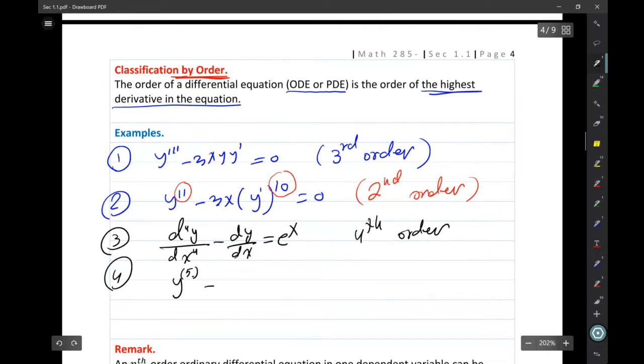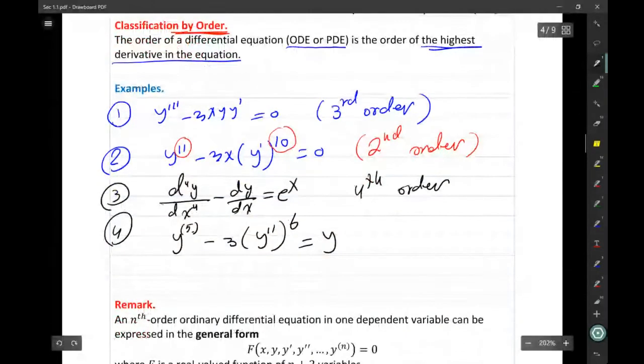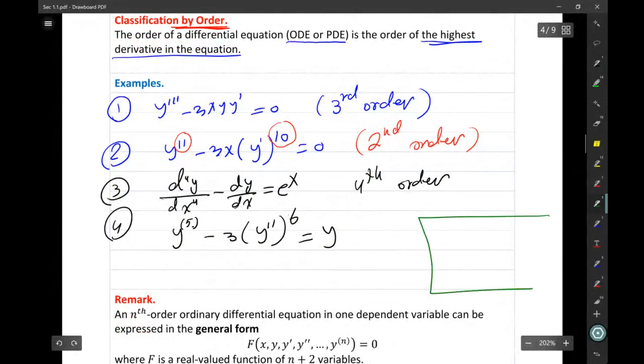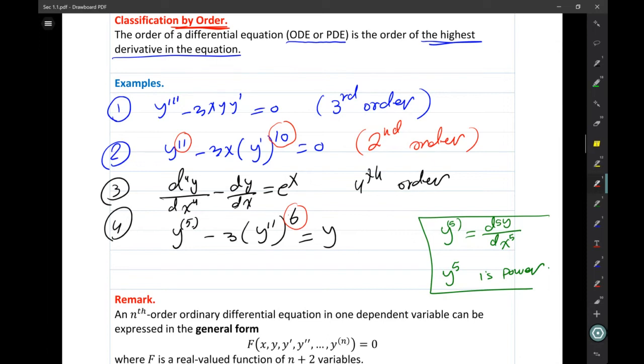Number four, y fifth derivative minus 3 y double prime to the power 6 is equal y. Just to remind you, when we say y and inside the brackets 5, it means the fifth derivative of y with respect to x. But y to the power 5 without brackets is a normal power. I do not care about this power. I'm taking care about the order, or the highest derivative. So this is fifth order, the fifth derivative.